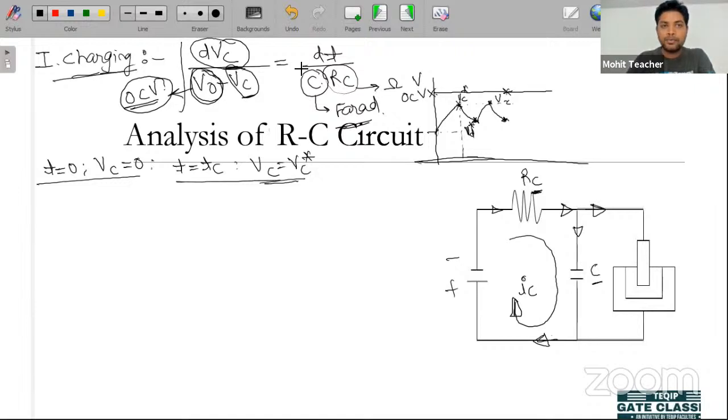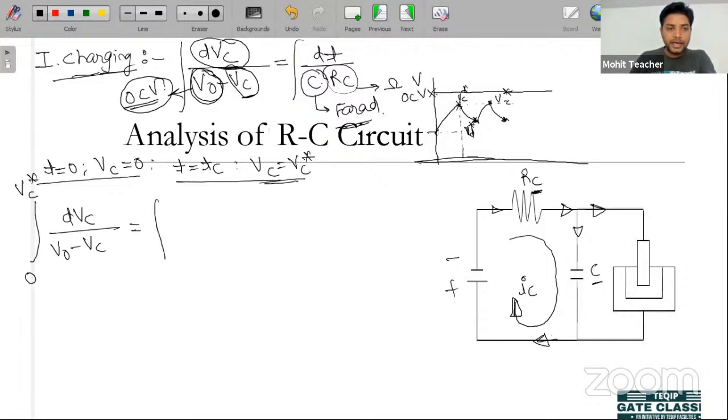So we can integrate both sides of this equation. When we integrate, Vc is initially 0 and finally it will be Vc star. So this is the integral of dVc upon (V naught minus Vc) equals the integral from 0 to Tc.